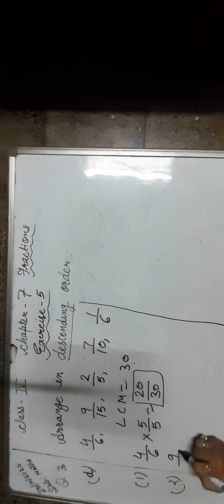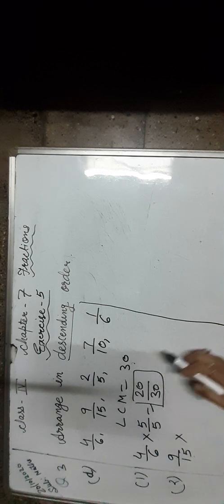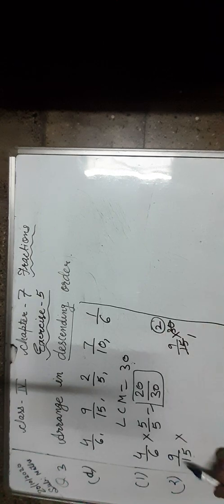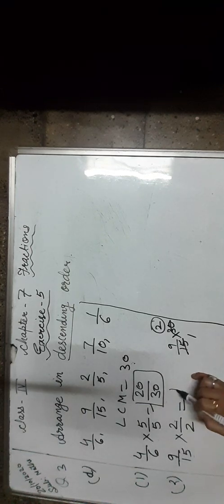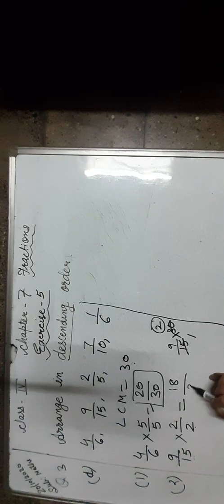Let us take next fraction, that is 9 upon 15. So how much to multiply in 15 to get 30? Let us see 9 upon 15 into 30. If we cancel by 15, 15 ones are 15, 15 twos are 30. So we have to multiply both numerator and the denominator by 2, which is equal to 9 twos are 18, 15 twos are 30. 18 upon 30.